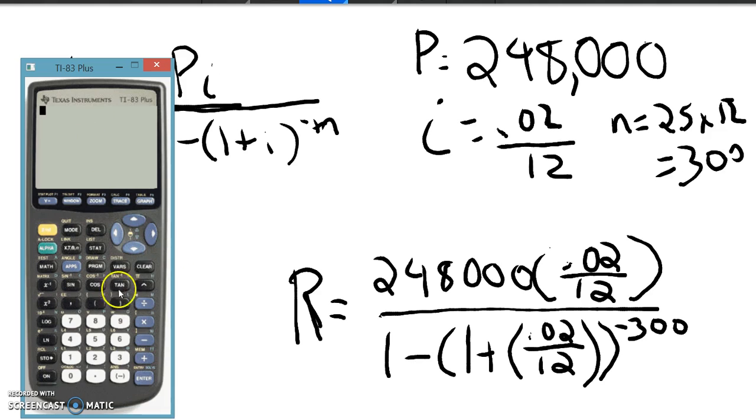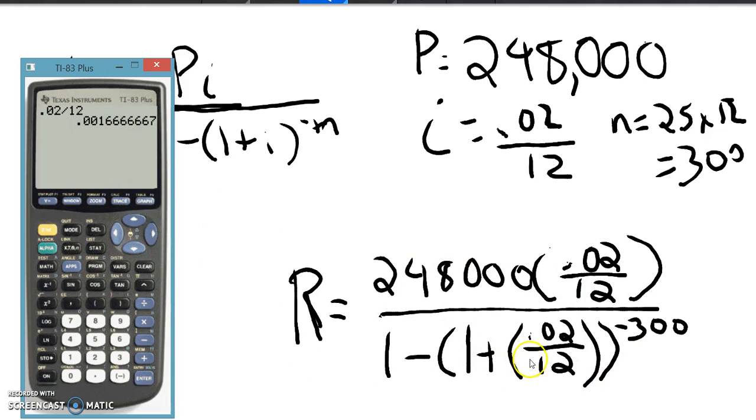So the first thing I want to do is plug in I to my calculator. So I'm going to do 0.02 divided by 12. So that's 0.016666, or just 0.016 repeating. I'm not going to round that off. I'm just going to leave it as it is. What I want to do is start down here and then work my way up so that I can leave this all in my calculator at one time.